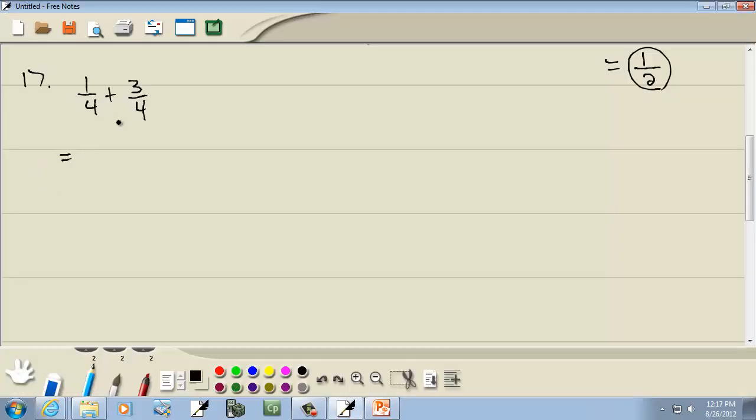Well, here the denominators are the same, so I'll add together the top parts. So we got 1 plus 3 and put over 4. Well, 1 plus 3 is 4, so we got 4 over 4, and actually the fraction disappears because 4 divided by 4 is 1, and that'd be our answer.